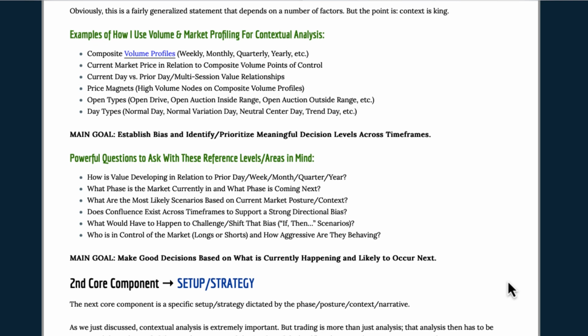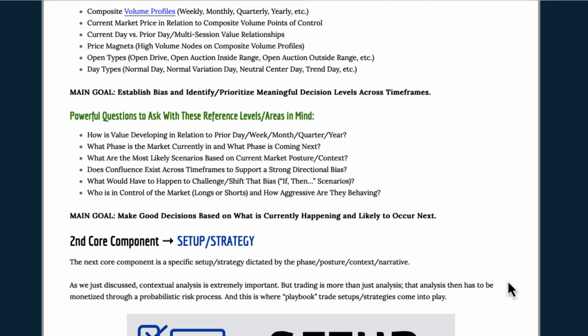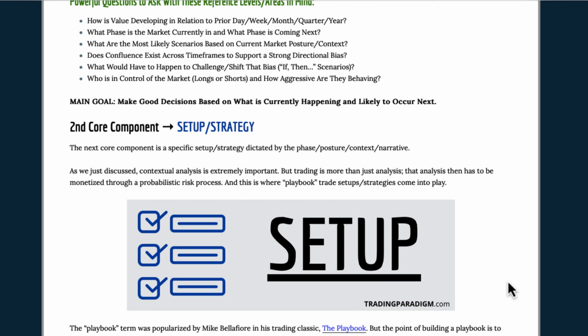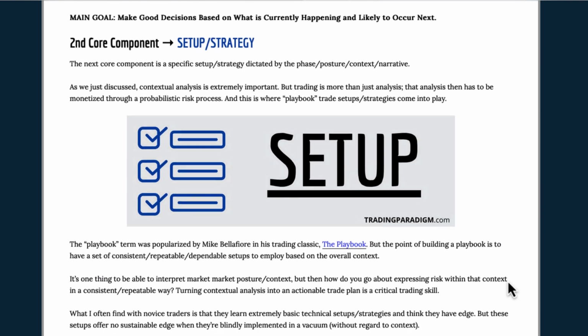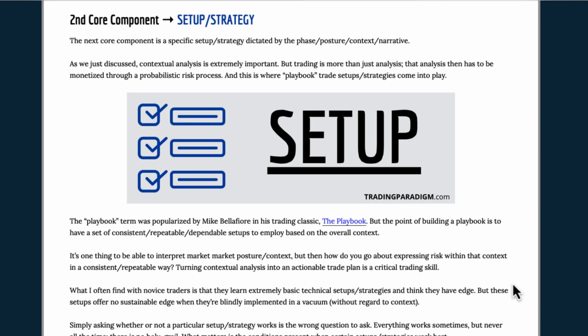I have some examples listed here of the types of things I look at and powerful questions I ask myself in order to generate a contextual read. But the goal is to identify and prioritize meaningful decision levels across timeframes and ultimately make good decisions based on what is currently happening and likely to occur next.